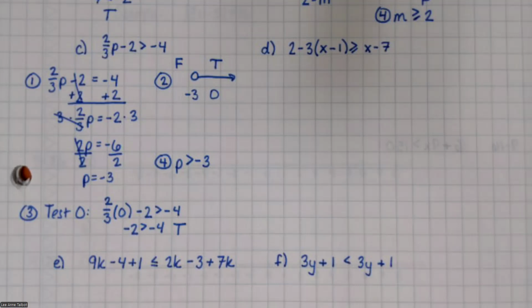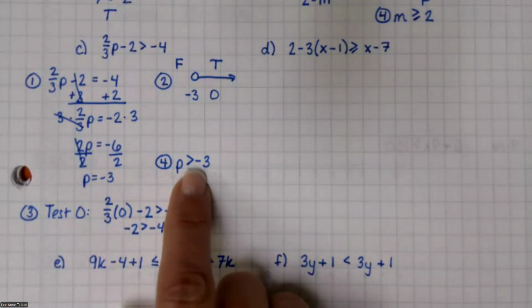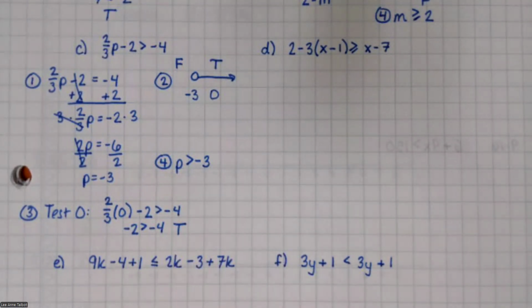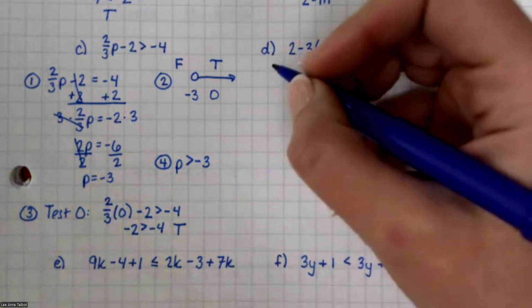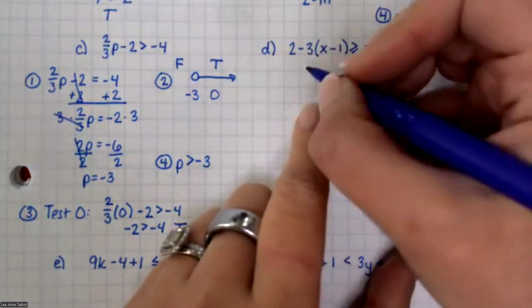Okay, you guys, so just real quick, I'm gonna unfreeze the screen and show you my answer for C. Here's my final answer. P is greater than -3. Now I'm gonna do D real quick because I didn't do it before.